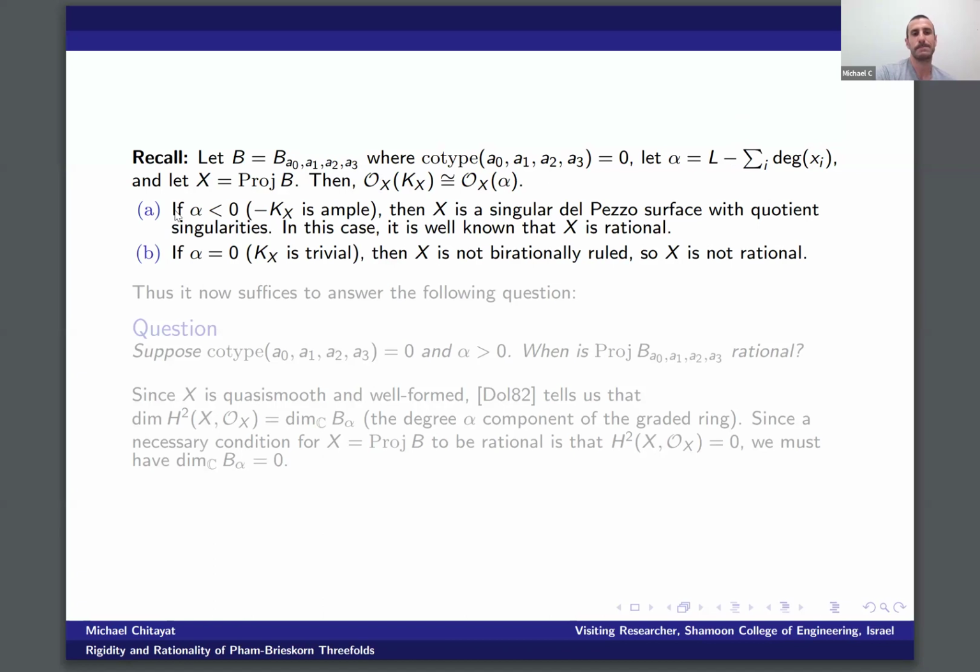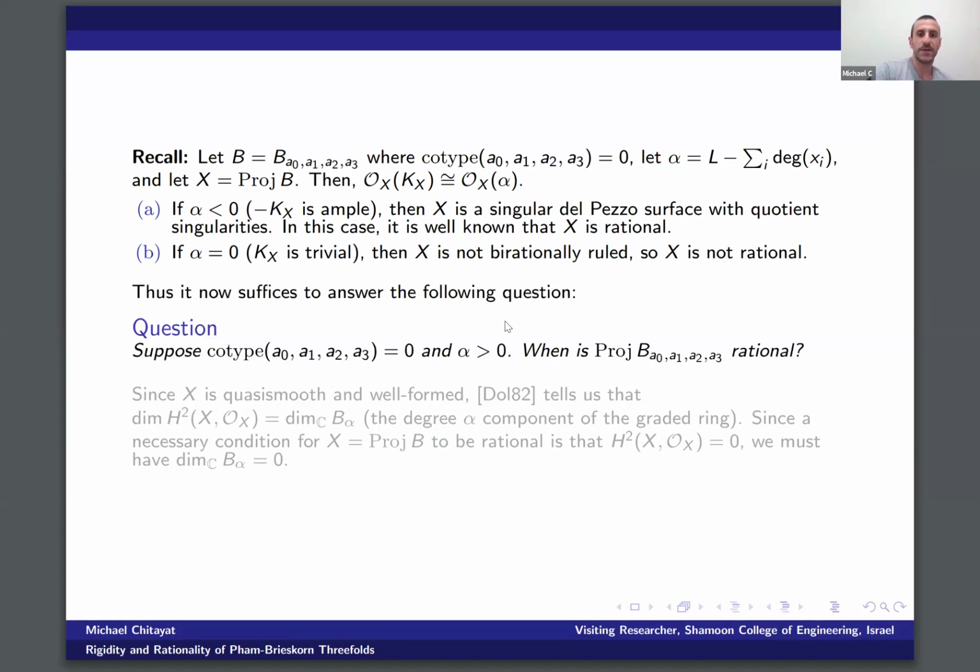And so there's 2 comments. If alpha is negative, the anti-canonical divisor is ample, and X is a singular del Pezzo surface with quotient singularities. And in this case, it's known that X is rational. So we don't have anything to do here. The hard work is done for us. And when alpha equals 0, the canonical divisor is trivial, X is not birationally ruled, and so X is not rational. So it suffices to answer the following question. We need only consider the positive amplitude cases. So suppose the cotype is 0 and the amplitude is positive. When is Proj of B rational?